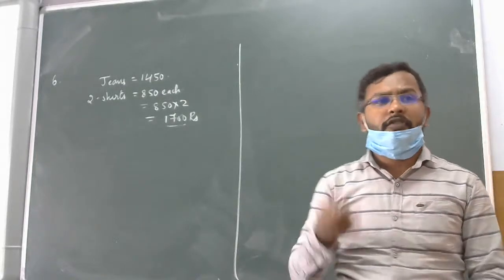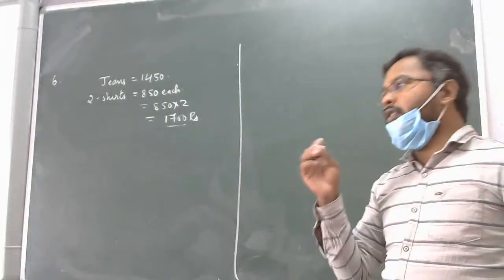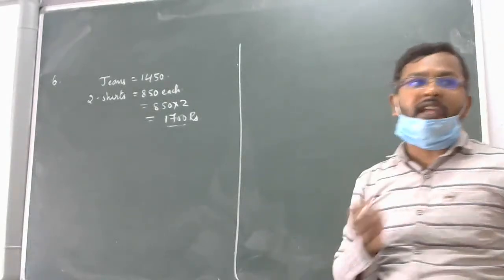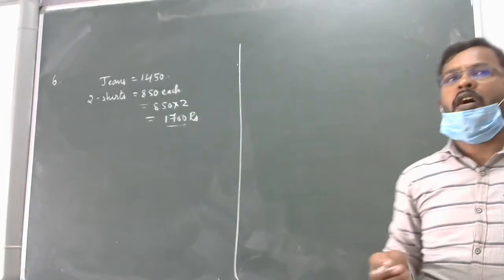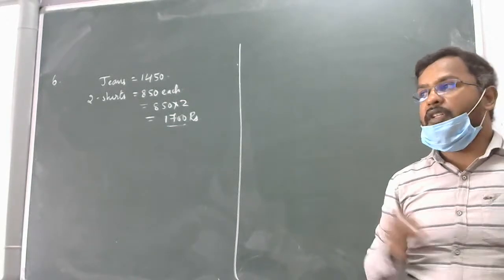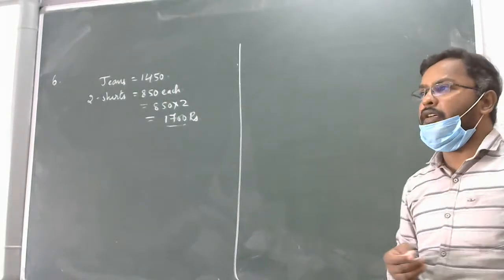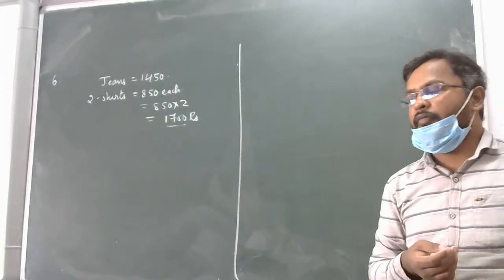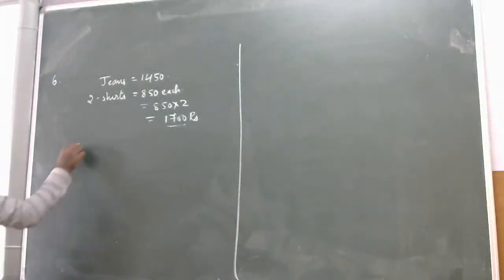Whenever you are buying, based on the total amount, they are giving 10% discount. So first of all, you have to find the total amount on this transaction. What is the total amount that he has to pay there? 1,450 plus 1,700. So how much will you get? 3,150.